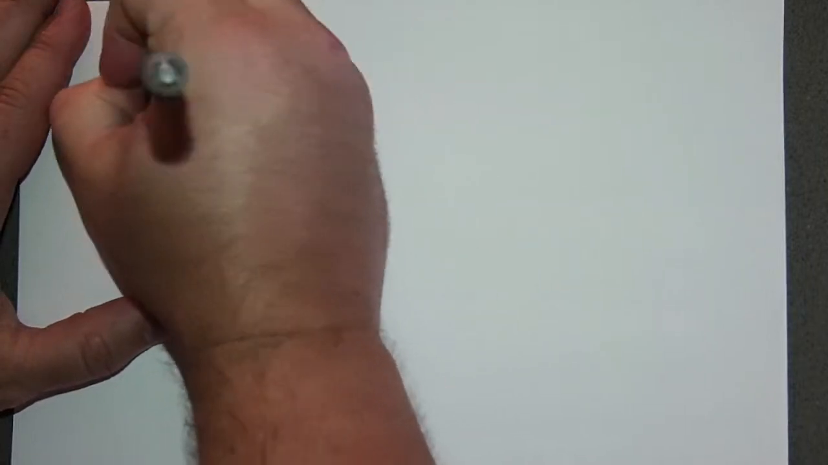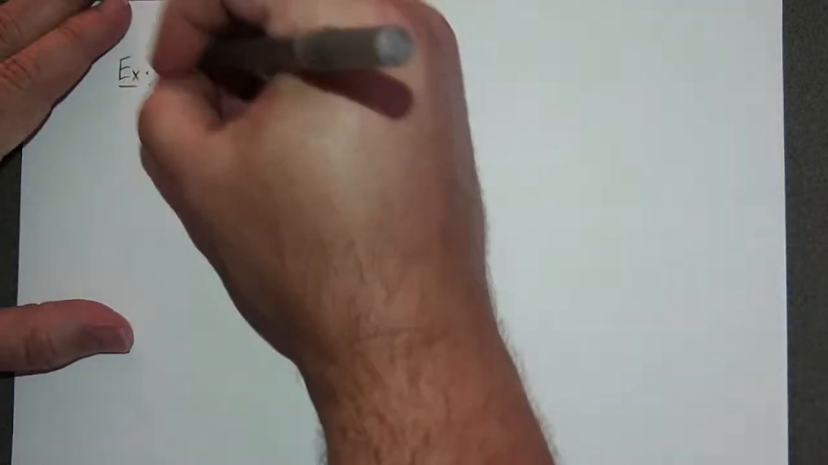Okay. Another example. Let's do the finite string wave equation with homogeneous Neumann boundary conditions. So, the wave equation.